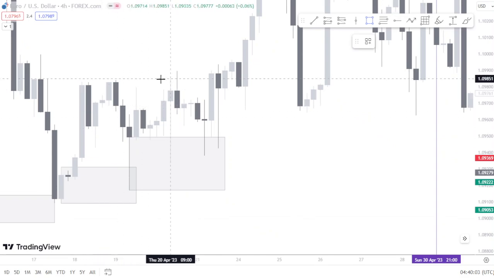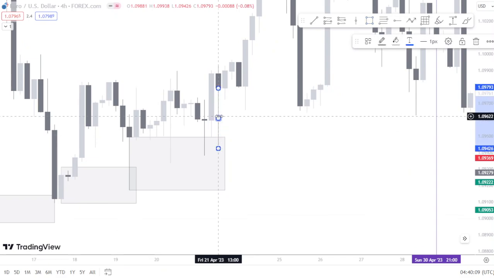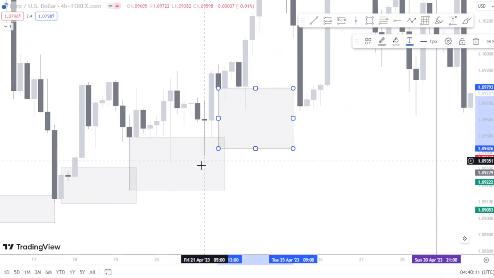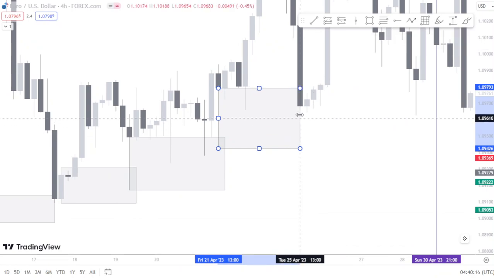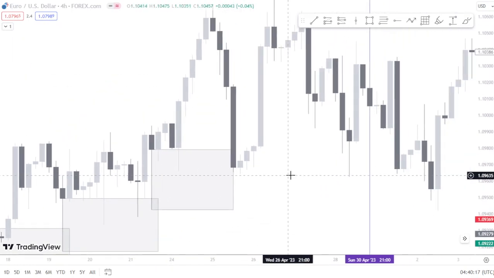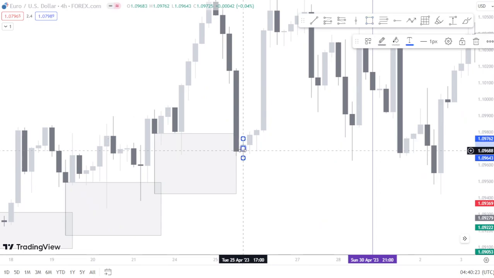Price came up here. See this? Broke it, came back, and we have another mitigation here, but several mitigations here, here, and here. Alright? So this is where we are. We also have this mitigation here. Do we have this? We can also call this that zone, right?